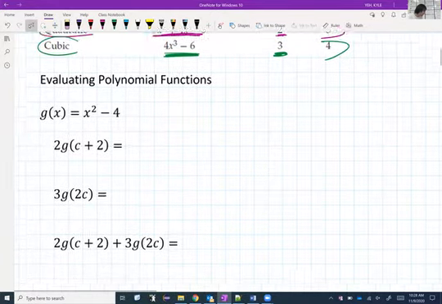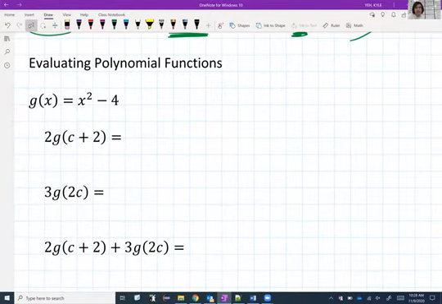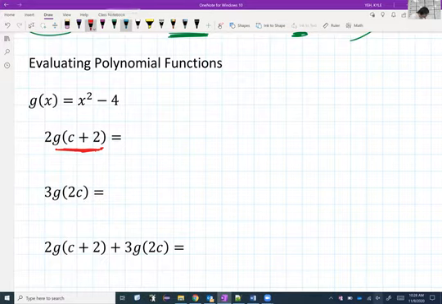Now, one thing that is covered, but the good news is I think we should feel pretty good about this already, is evaluating polynomial functions. How do we do that? We're told g of x equals x squared minus 4, so we know g of 5, we'll plug a 5 in for x. g of 20, we'll plug a 20 in for x. But here we're asked, what is 2 times g of c plus 2? How do we evaluate that?